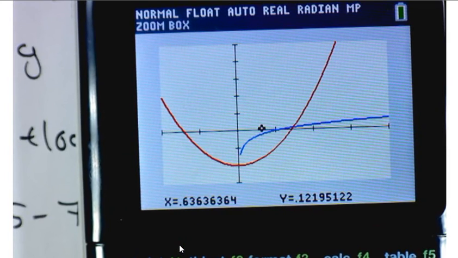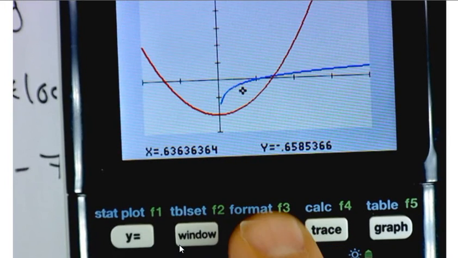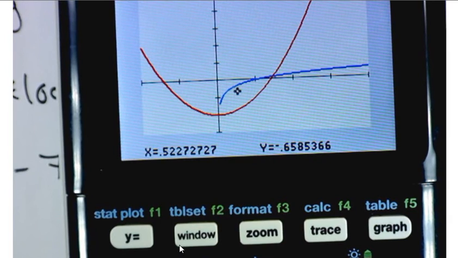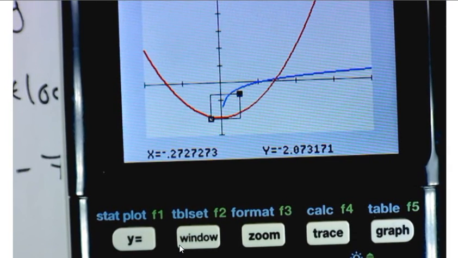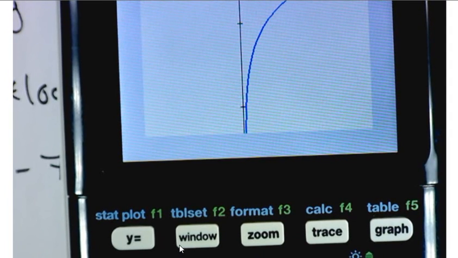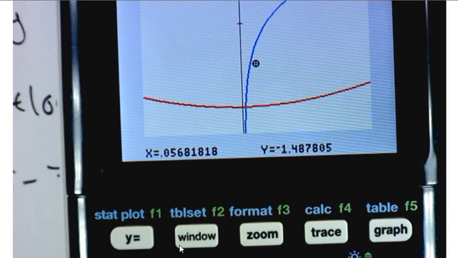So let's do that. The trick in zooming in is to use a zoom box. So press zoom, and then the first option is box. If you press move around, press enter, that creates a new viewing window that you can stretch out. And when you get that adjusted, press enter. Let's take a look. Yeah, I'll be darned. How about that? There is one more point of intersection.